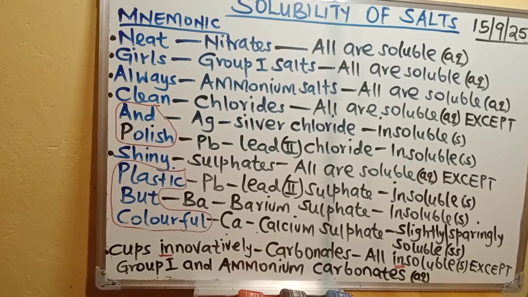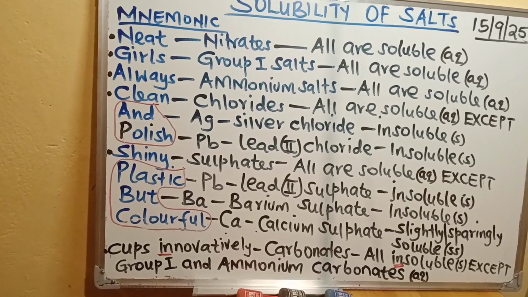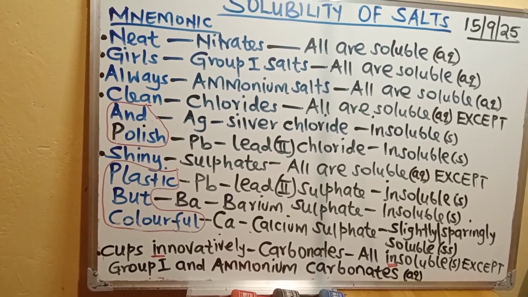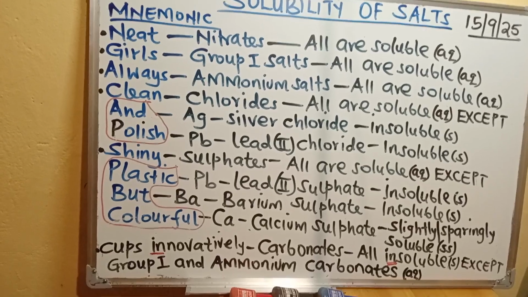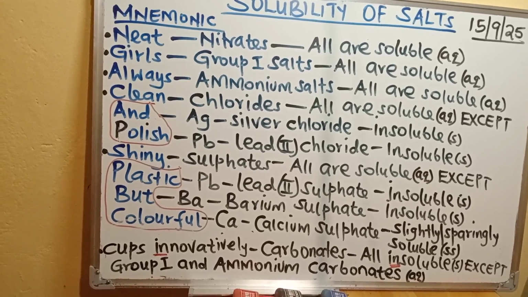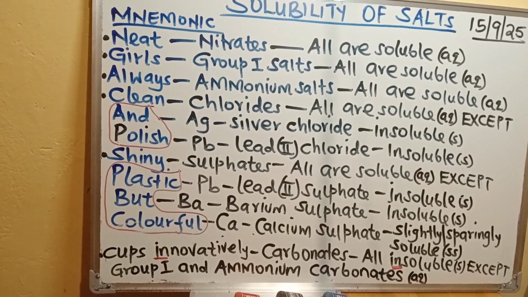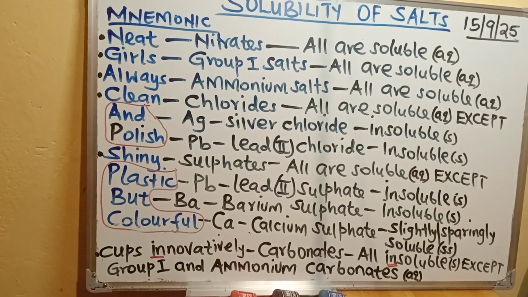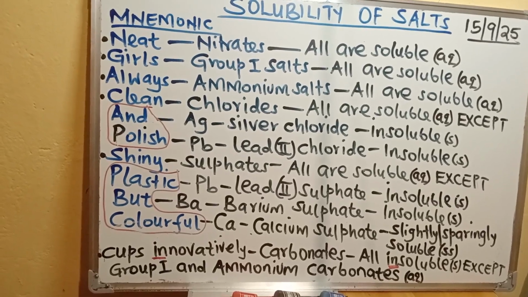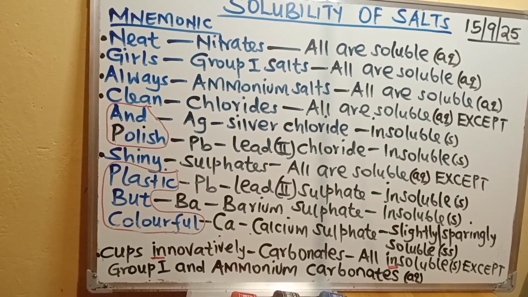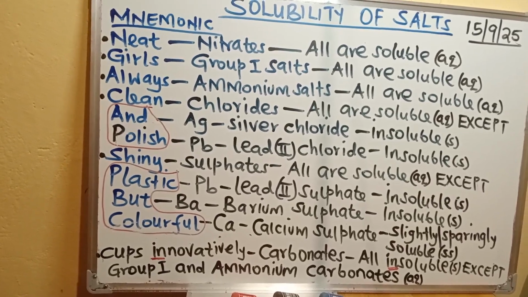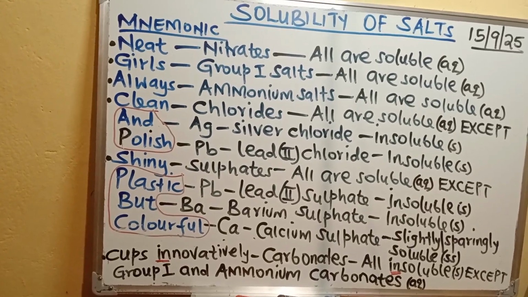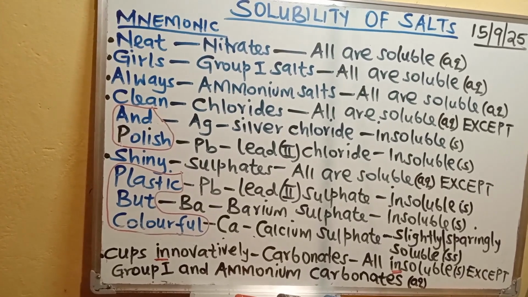Caps standing in for carbonates, innocent-free standing in for insoluble. So all carbonates are insoluble. Again, those that are insoluble, we put a small s in brackets. Again, in this case, we have exceptions, and the exceptions are the carbonates of group 1 metals, the likes of lithium carbonate, sodium carbonate, and potassium carbonate.